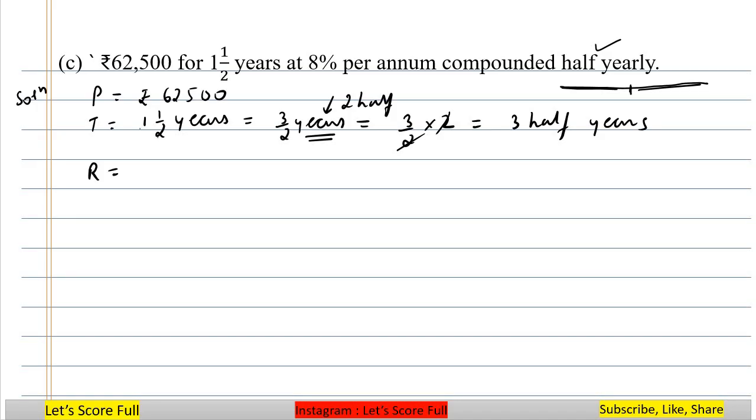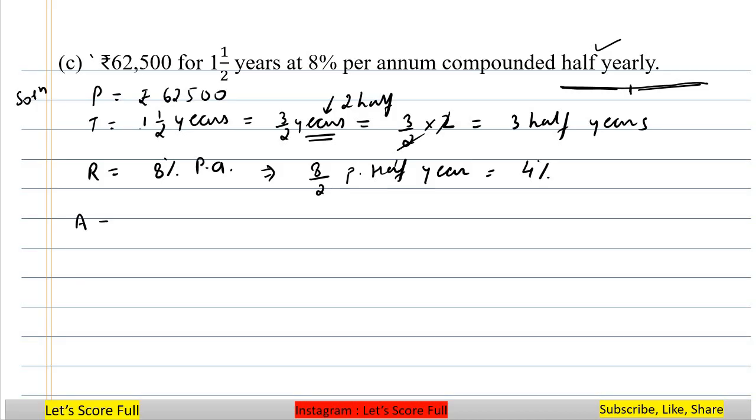Rate of interest is 8% per annum. Per annum means yearly, but my compounding period is half yearly. So to convert per annum into half yearly, I need to divide it by 2. That is per half year, which is 4%.